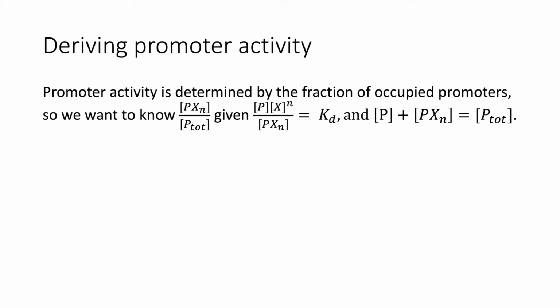Now let's derive the actual promoter activity. So promoter activity is determined by the fraction of occupied promoters, and this differs for activators and repressors. We will go over that later. So for now, we just want to know the fraction of occupied promoters, which is given by the complex over the total amount of promoters in the system, whether they are bound or not. And we are given the previous equation for the dissociation constant, as well as our simple equation saying that our unbound promoters plus our bound promoters equals our total promoters.